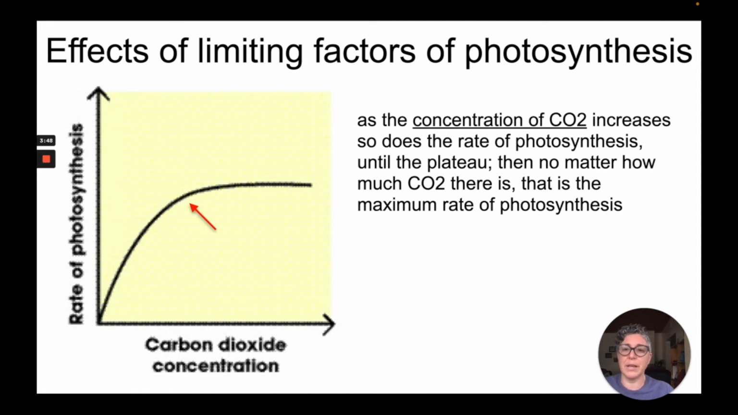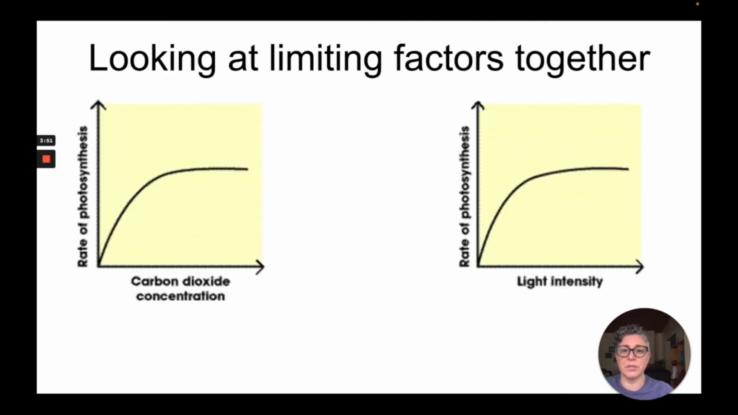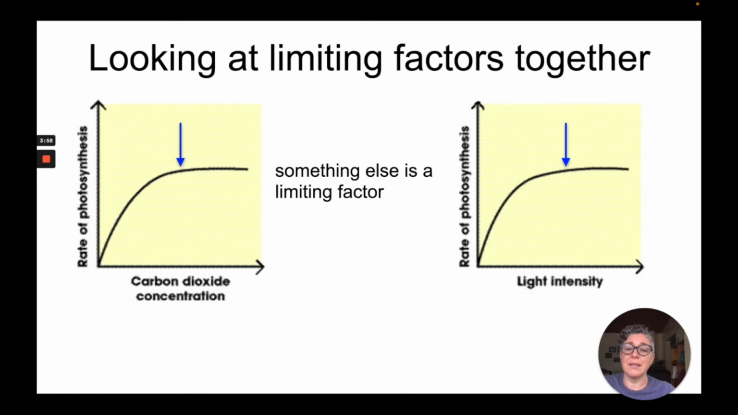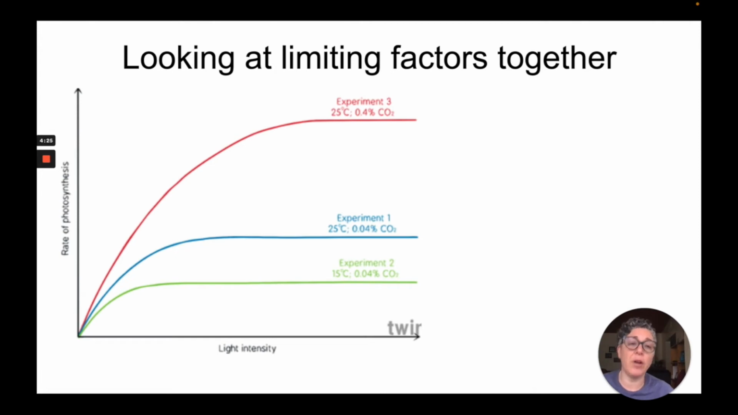So what is this telling us about these different factors? So when we look at carbon dioxide concentration and light intensity, this line tells us that something else is limiting the rate of photosynthesis, because it doesn't matter how much I increase carbon dioxide concentration or how much I increase light intensity, the rate of photosynthesis is not increasing. So something else must be limiting the reaction. So let's take a look at all the limiting factors together in these 3 experiments.